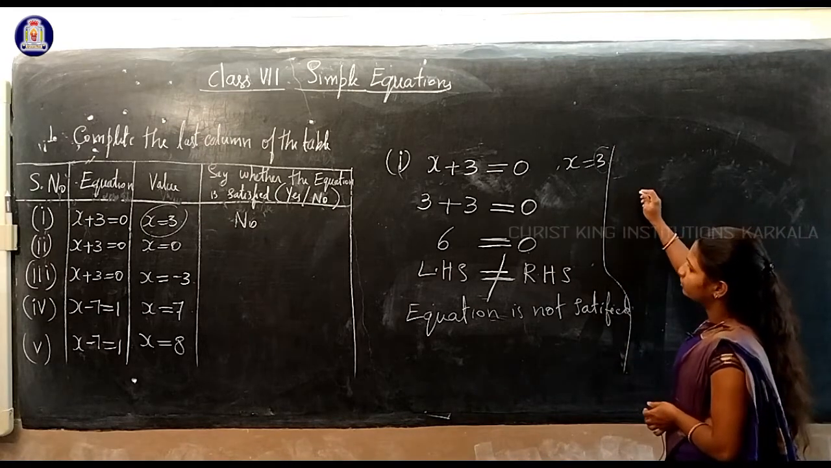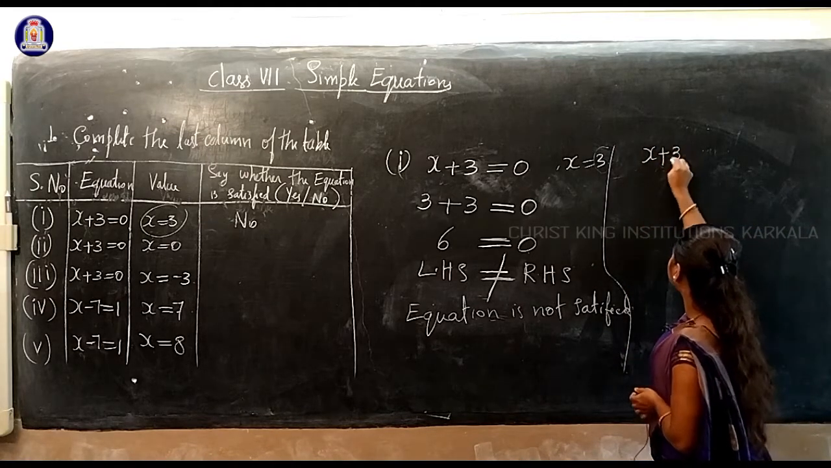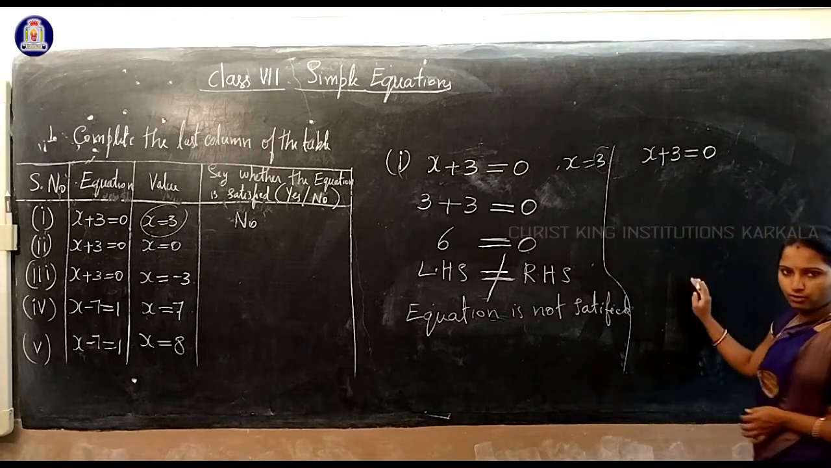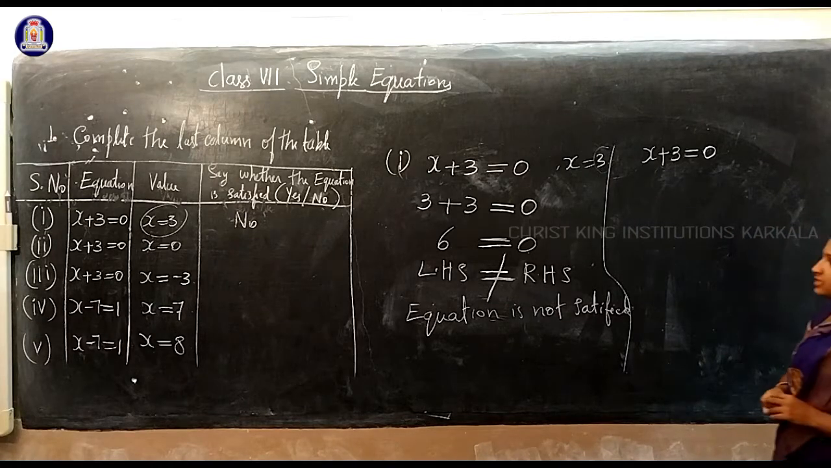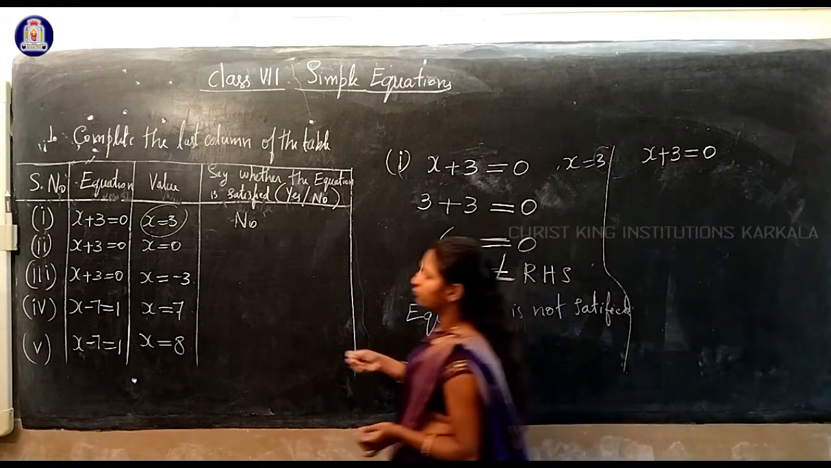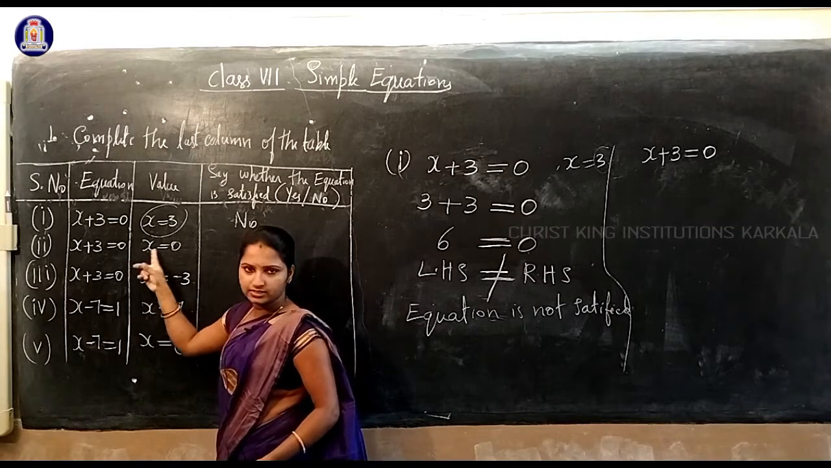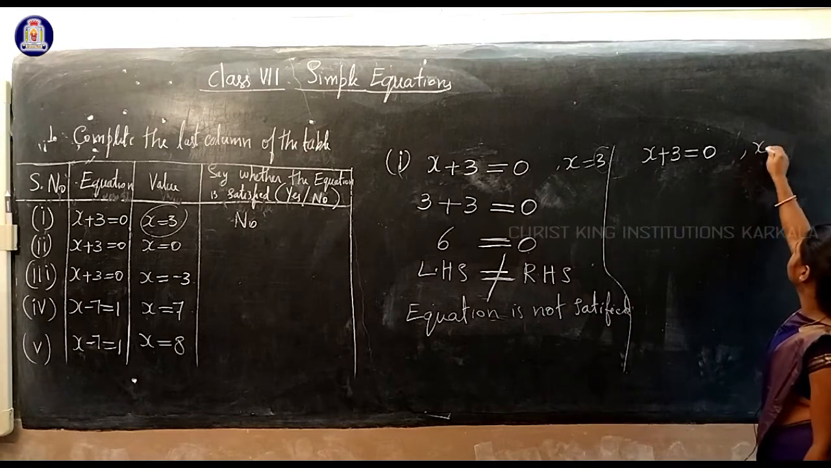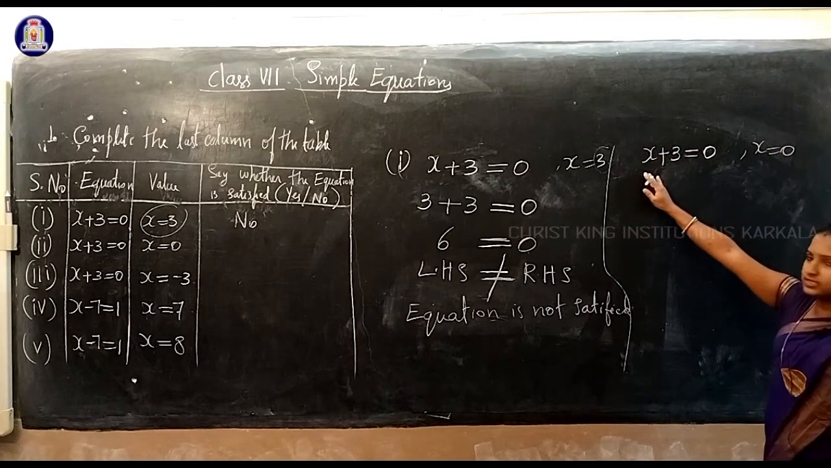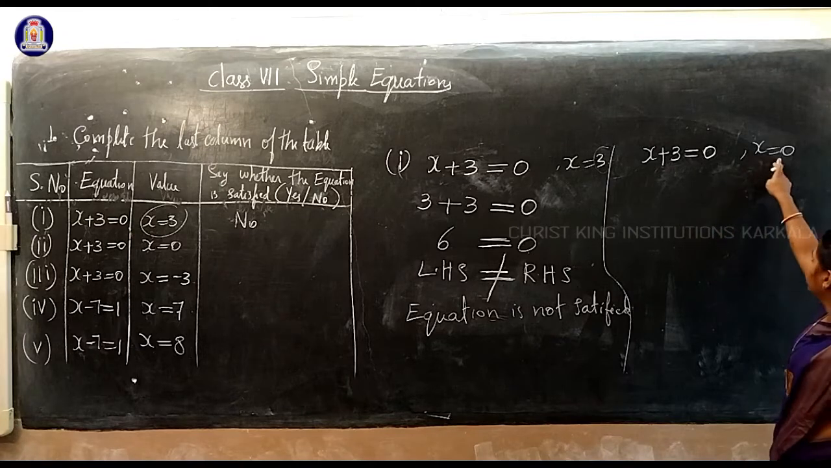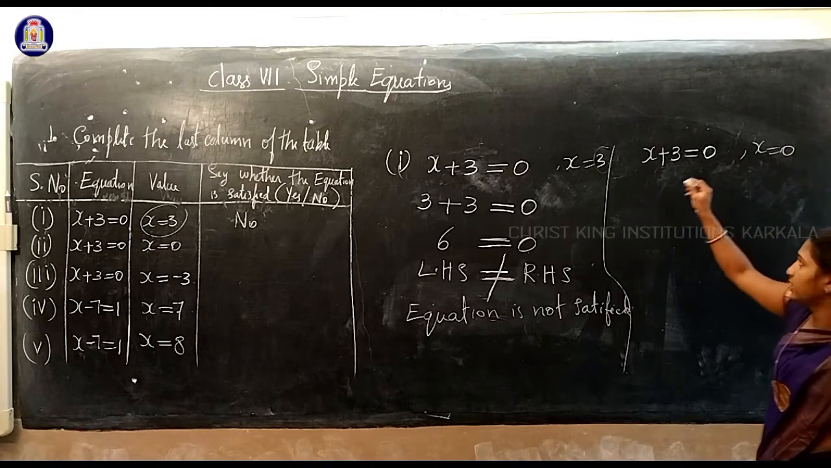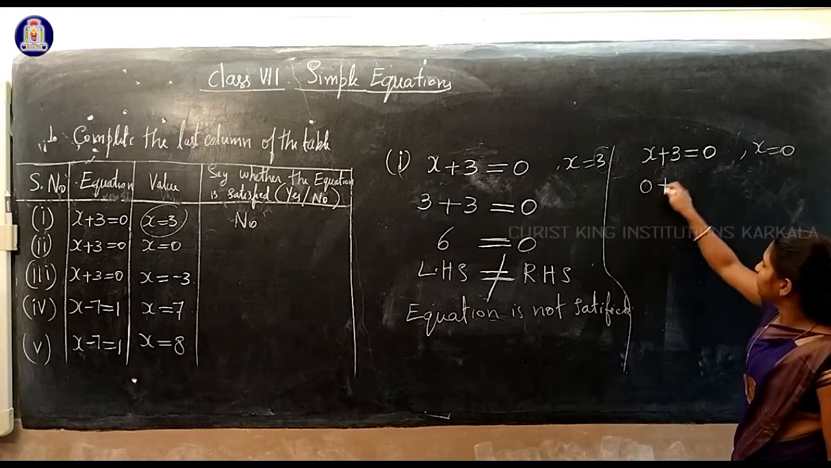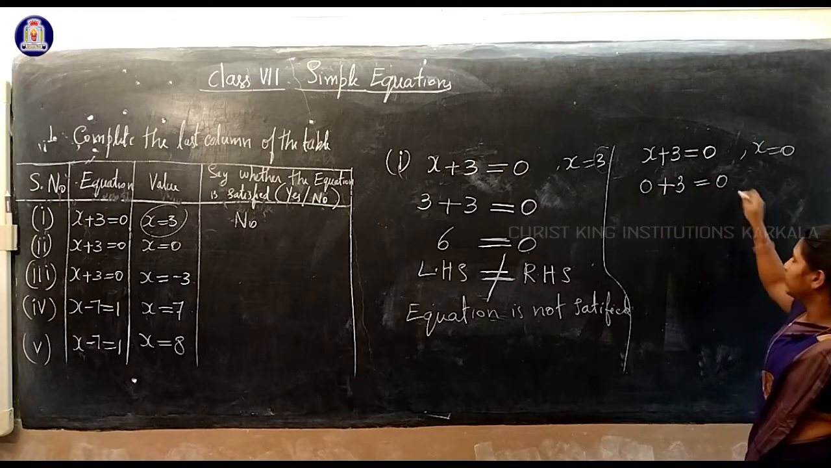See what you have to do. First, you must write the given equation. The given equation is x plus 3 is equal to 0. Clear? The value of x is 0. So we have to substitute this value in this equation. In place of x, you must write the value of x. What is the value of x? x is 0, right? So 0 plus the remaining values as they are.